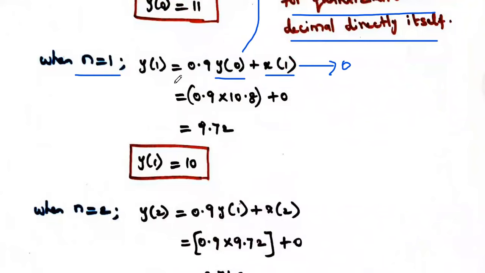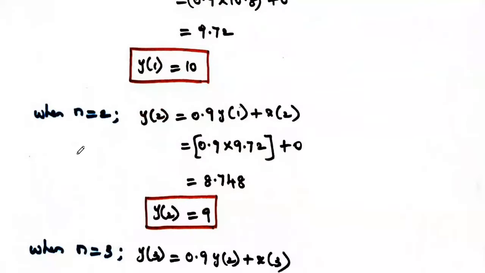So for this product, we are going to perform the quantization. For all steps, we are doing the quantization in decimal directly. So the 9.72, after the rounding process, the fraction is greater than 0.5. So that's why it is rounded to 10. So y of 1 value we calculated as 10.